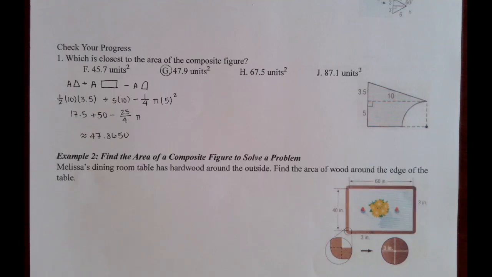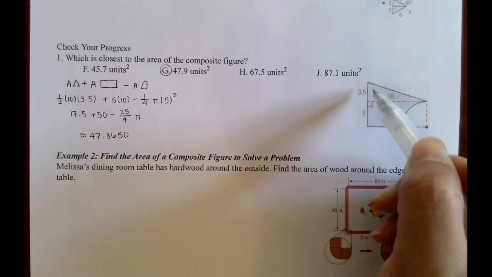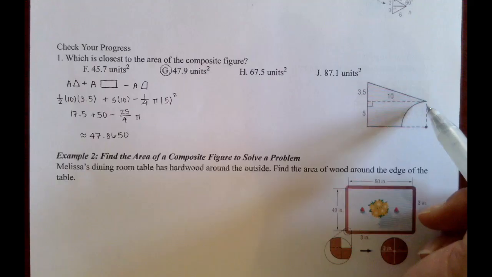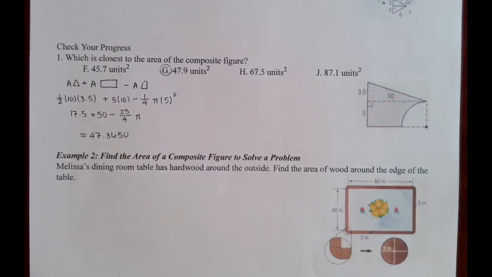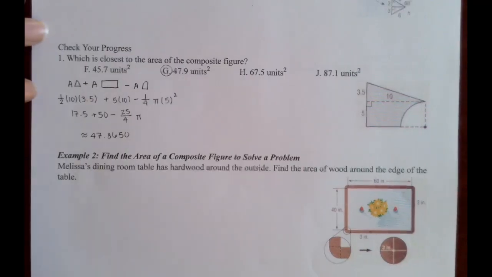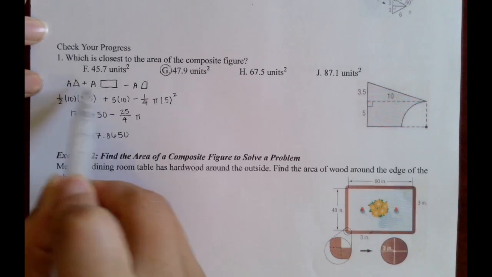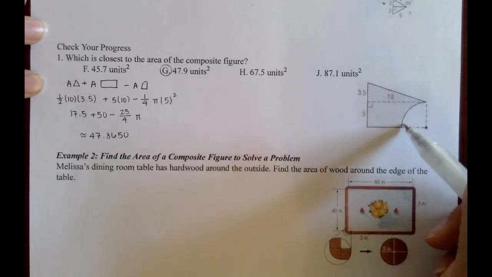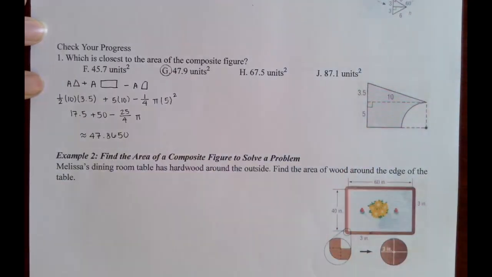Okay. So this figure is kind of composed of a triangle and a rectangle, but without this part of the rectangle, which is kind of like a circle. So to find the area of this composite figure, I'm going to do the area of the triangle plus the area of a rectangle, and then I'm going to subtract this portion of a circle. Okay?